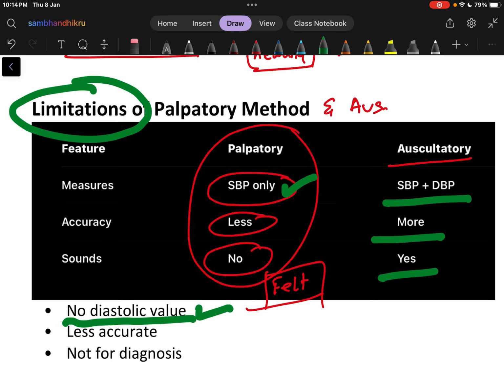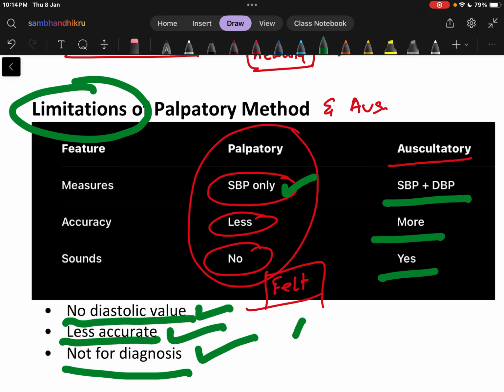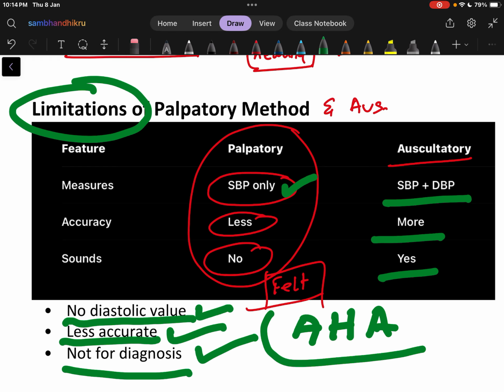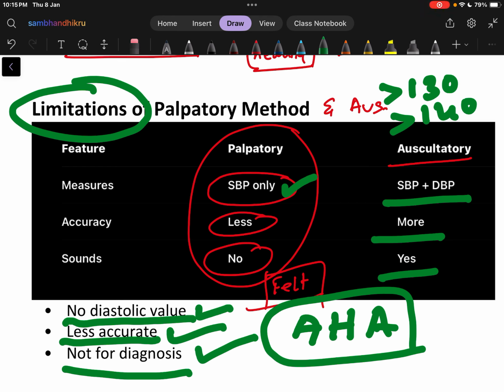Limitation means the deficiency, that you can't look for. It is less accurate, and you can't do it for diagnosis. If you want to look for hypertension or hypotension, according to the American Heart Association, like 130 above or 140 above, there are some stages: hypertension stage 1, hypertension stage 2, and hypertensive crisis. Based on the palpatory method you can't diagnose it properly. Clear? Okay, because that is a silent killer, and it may be a life threatening situation too, by making the cardiac conditions worse.